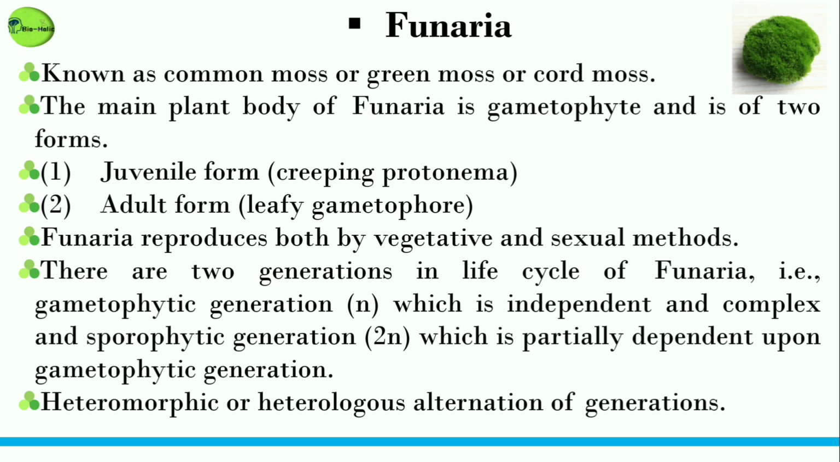Now, there are two generations in the life cycle of Funaria. That is the gametophytic generation, which is independent and complex, and the second one is the sporophytic generation, which is partially dependent upon the gametophytic generation. These two generations follow each other in regular sequence, and this is called the heteromorphic or heterologous alternation of generations.